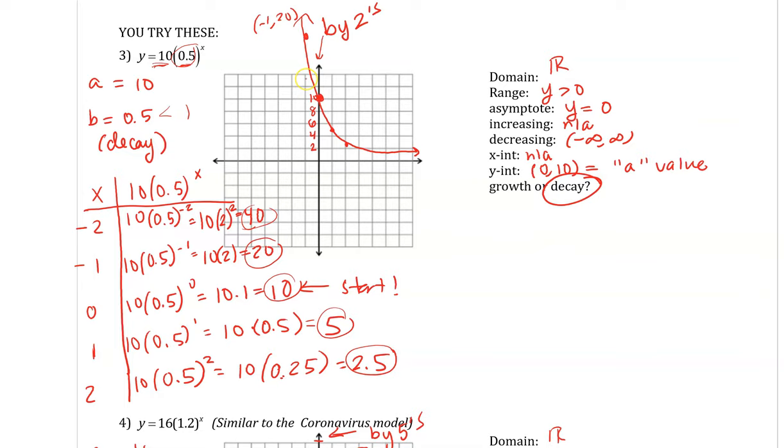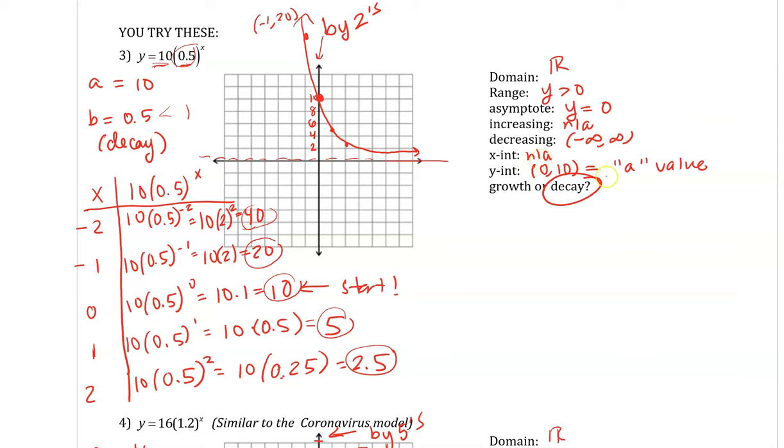You can kind of see the curve. The asymptote goes along the x-axis. It does that for all parent functions, right? So this is the domain, range, and asymptote for all parent functions. And this one was decay, so it was not increasing. It was decreasing the whole time.